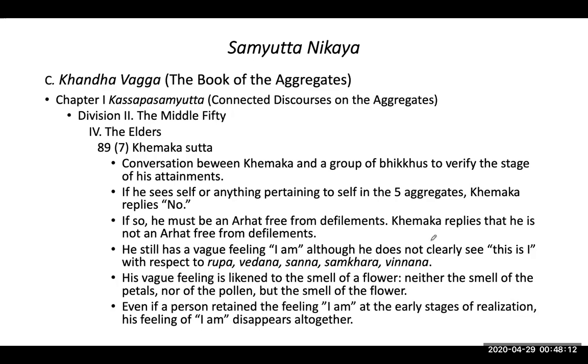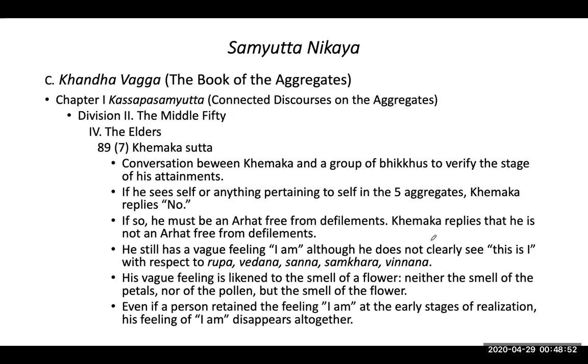When the bhikkhus asked Kimaka if he sees self or anything pertaining to self in the five aggregates, Kimaka replies, "No, I do not see self in any khanda of the five aggregates." Any aggregate of the five khanda, same meaning. But the bhikkhus suggested, if so, Kimaka must be an arahant, free from defilement.